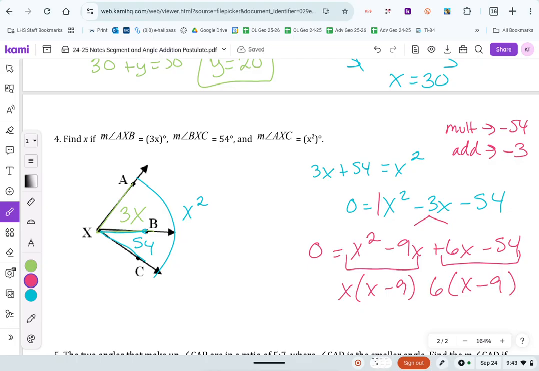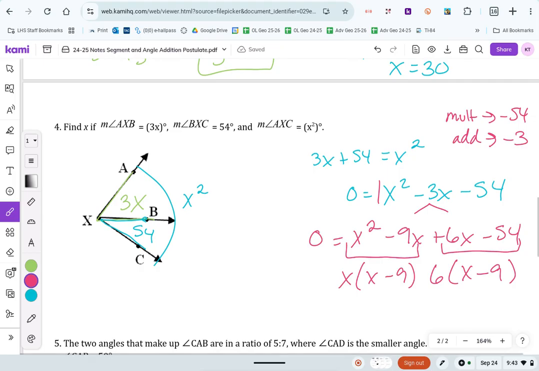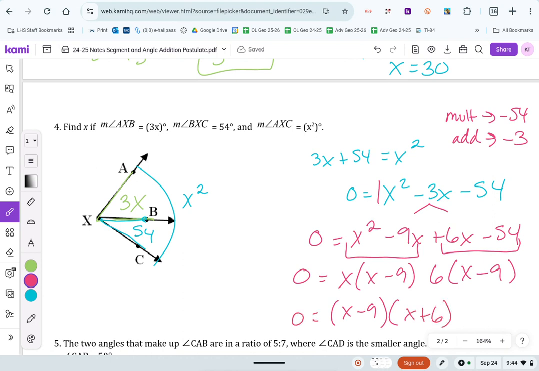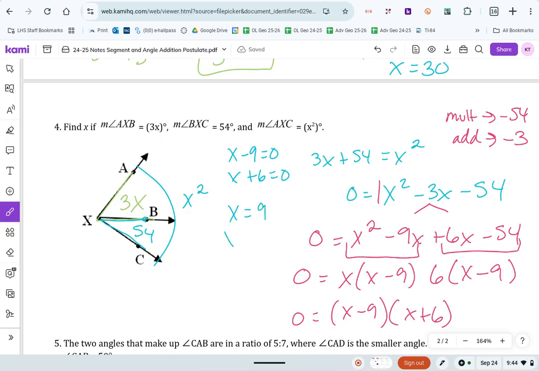It's important at this step that your parentheses match because we're going to factor those out. So x minus 9 gets factored out. What we're left with is x plus 6. So our two factors are x minus 9 and x plus 6. Okay, so set each one equal to 0, x minus 9 equals 0, x plus 6 equals 0. Gives us that x equals positive 9 or x equals negative 6.